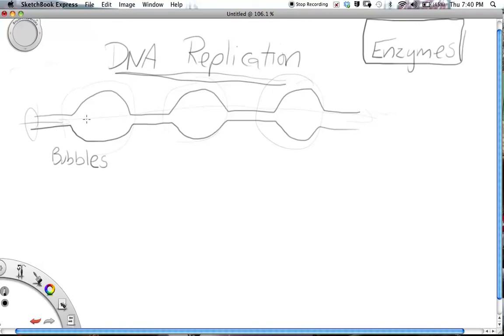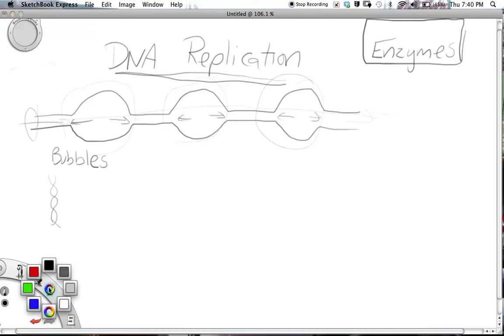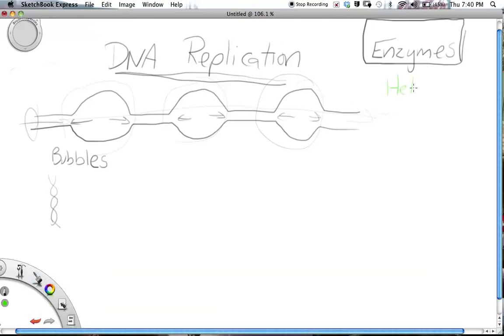And at each one of these sites, it's occurring in that direction and that direction and that direction and that direction, that direction and that direction. So therefore, it can occur much faster. Now, to start off with, the first enzyme that DNA deals with, your lovely double-stranded molecule like this, is an enzyme known as helicase.